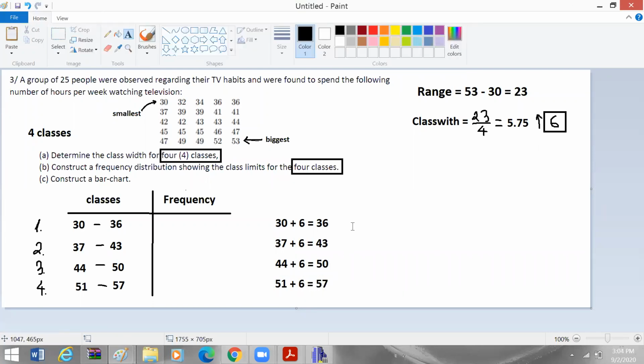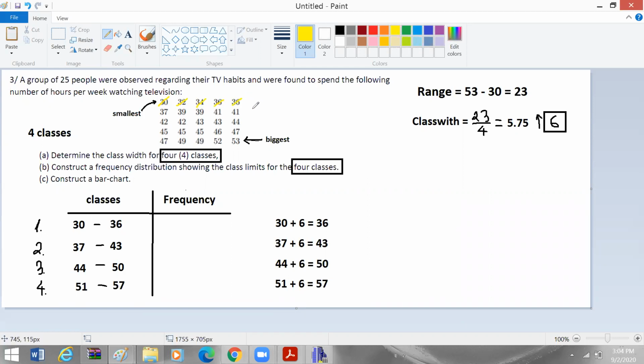All right, so I'm going to use a different marker for the counting. So how many data values are between 30 and 36? We need to make sure that any value that is bigger than 30 and smaller than 36 will be captured in the first class. So we have 1, 2, 3, 4, I have a question.